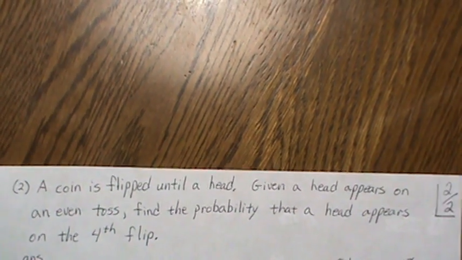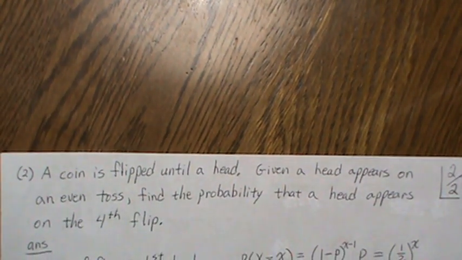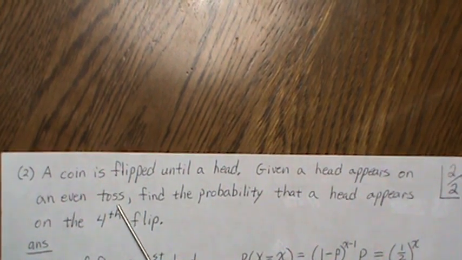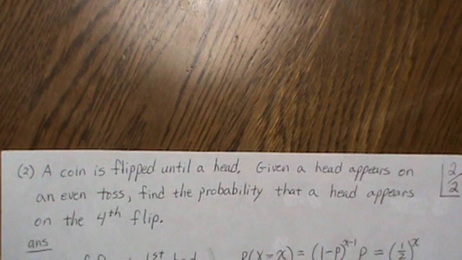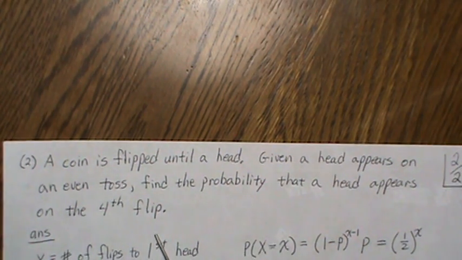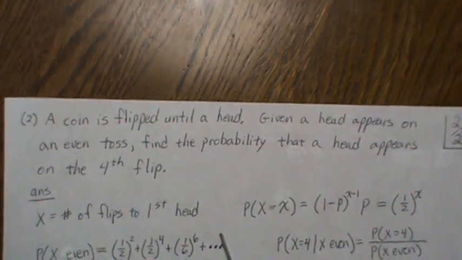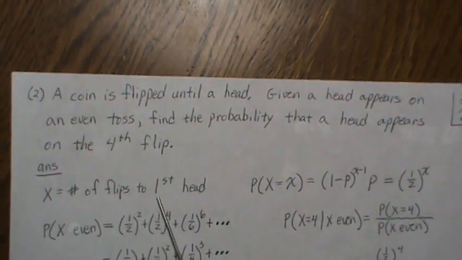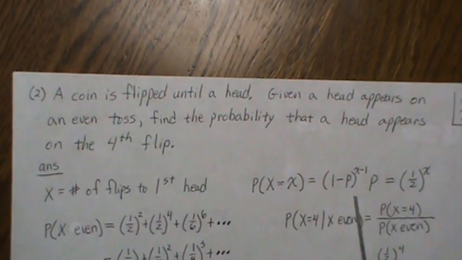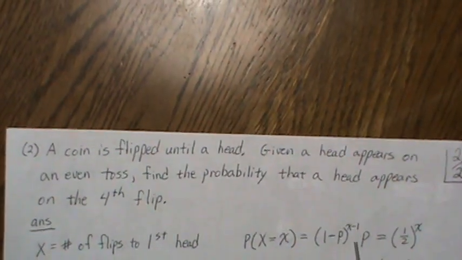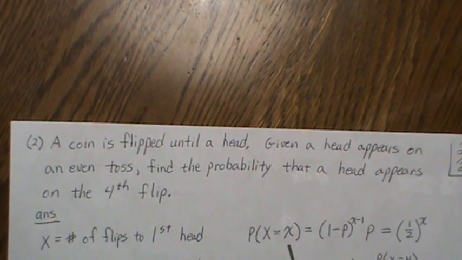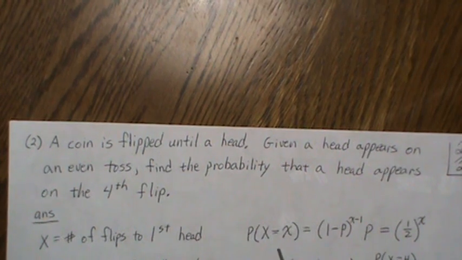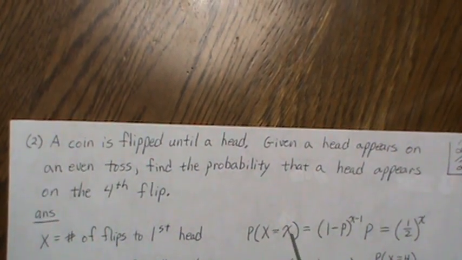Now this problem: a coin is flipped, heads or tails. Given a head appears on an even toss, find the probability that a head appears on the 4th flip. I should have said flip there. So the answer: X is equal to the number of flips to the first head. So this is the probability of that. It's a negative binomial, or geometric since it's 1.